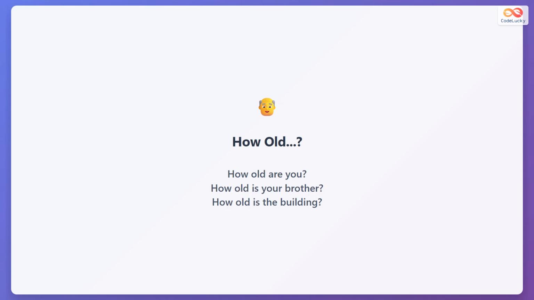How old questions specifically ask about age for people, animals, or buildings. How old are you gets someone's age in years. How old is your brother asks about a family member's age. How old is the building asks about when something was made or built. Always use are with you and is with he, she, it, or singular nouns.